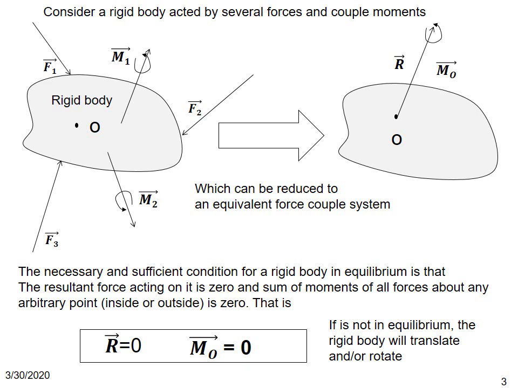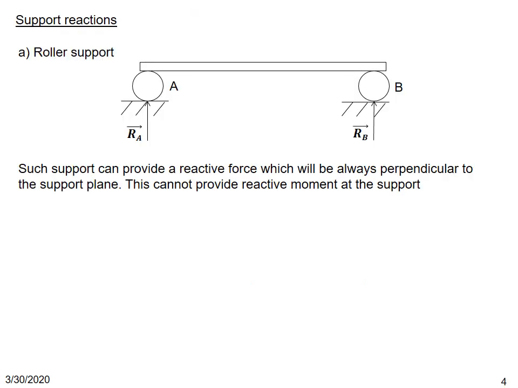That means if it is not in equilibrium, the rigid body will either translate, that is move, or it can rotate about some arbitrary point. Now we need to do some typical problems for this session, and before that we need to understand certain support reactions. So case A is a roller support.